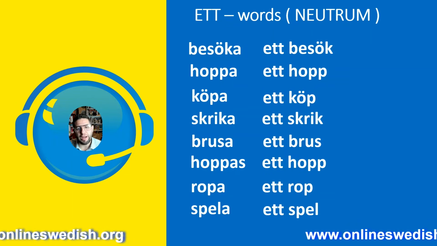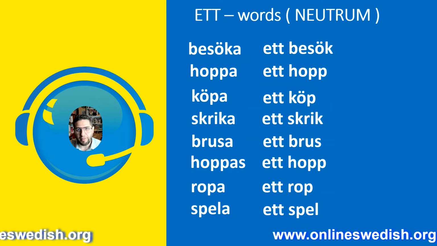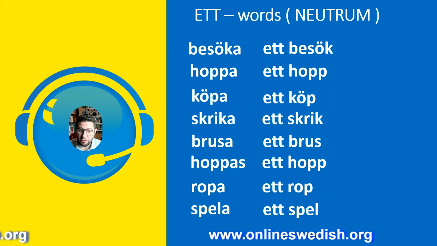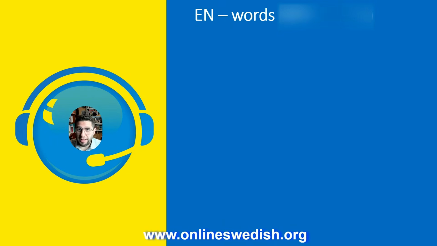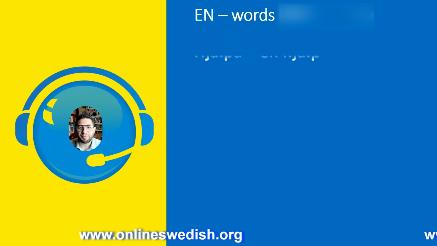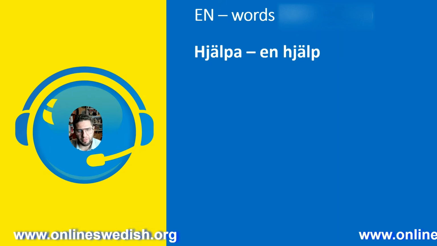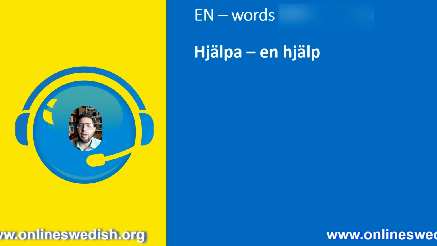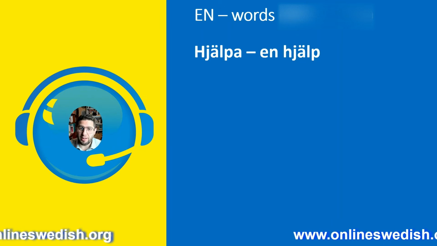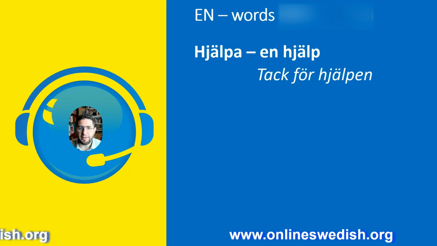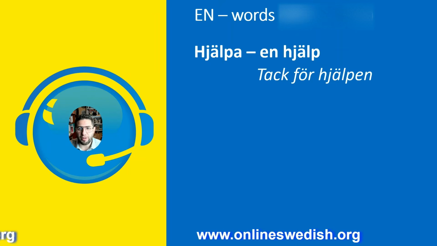It's a good way to remember that the nouns derived from action, from the verbs, they tend to be ett words, with some exceptions. As I said before, guys, there are no rules without exceptions. So we have hjälpa, to help, right? And then it's actually an n-word, en hjälp. You usually hear that it's n when you hear the phrase tack för hjälpen. Tack för hjälpen, thank you for the help.